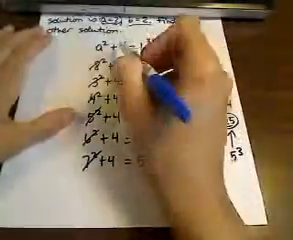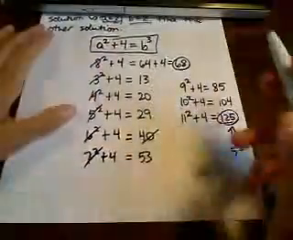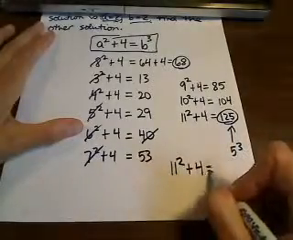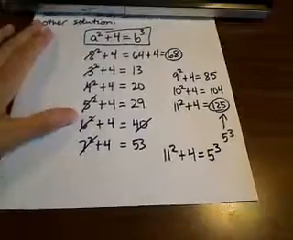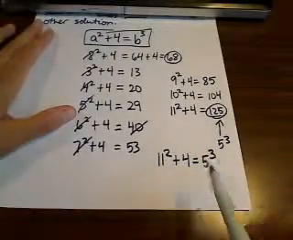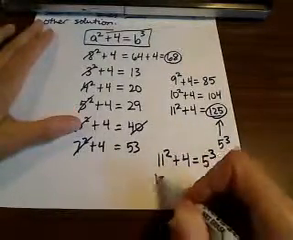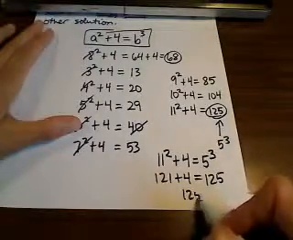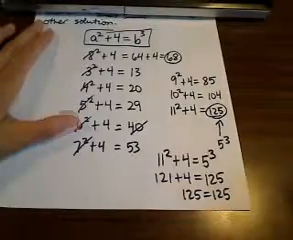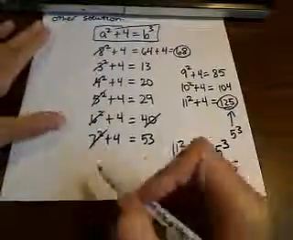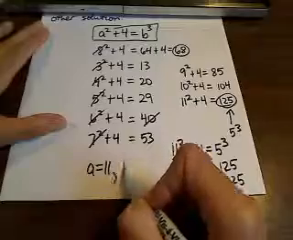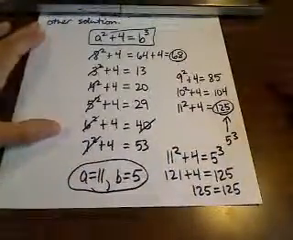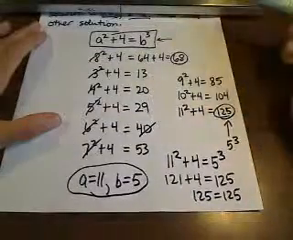So you can see that this equation becomes true if a is 11 and b is 5. 11 squared plus 4 is equal to 5 cubed. So this is 121 plus 4 equals 125, and that's 125 equals 125. So in this problem, a equals 11 and b equals 5 is the other pair of integers that makes this true.